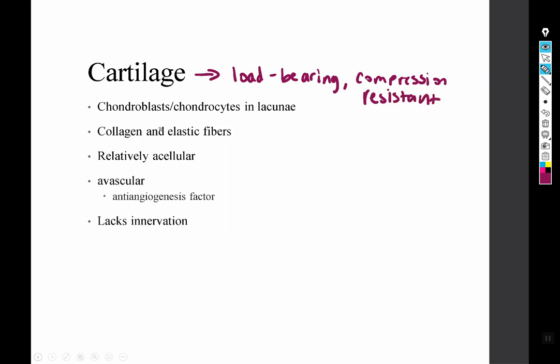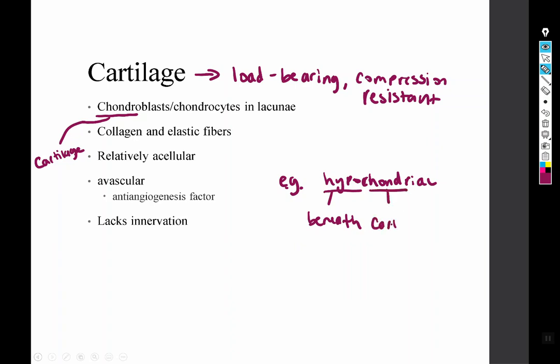So cond is the root word that means cartilage. Anytime you see cond something, think of cartilage. An example of that is a region that you learned recently: hypochondriac region, so beneath cartilage. That region is the area that's underneath your costal cartilages. So every time you see this root word, you should think about cartilage.